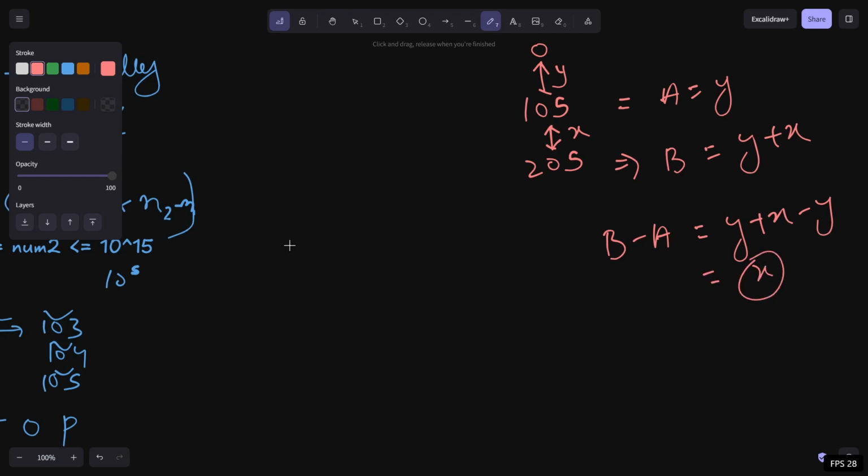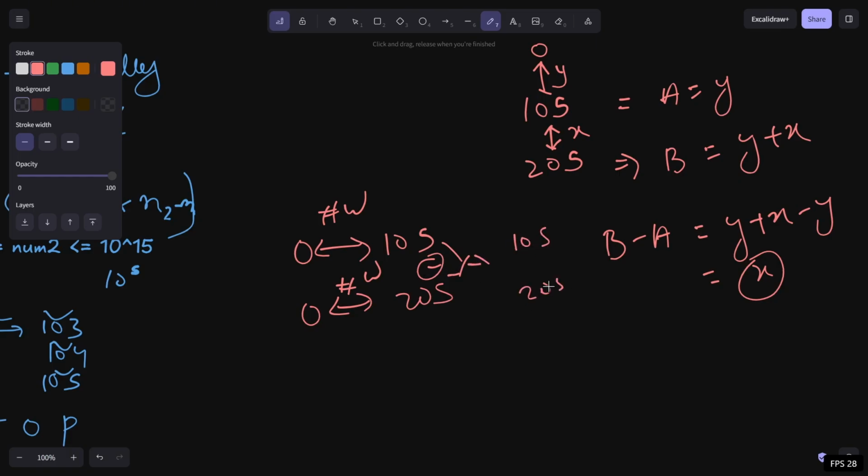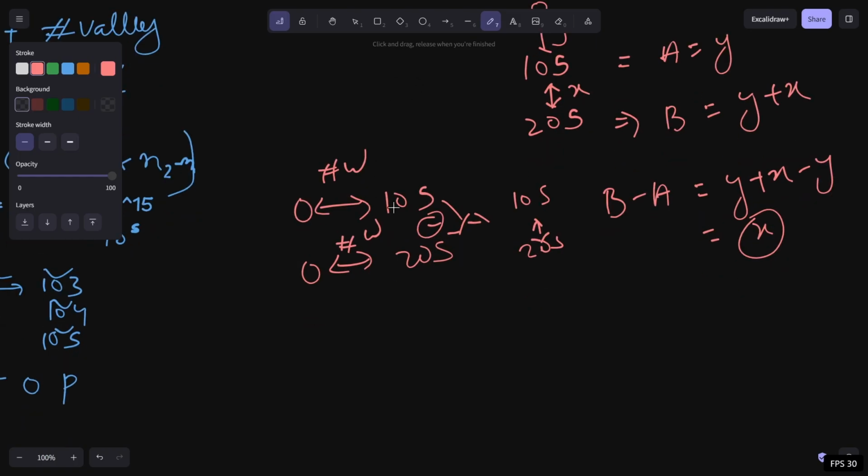What I'm basically trying to say is, first we calculate the total number of waves from 0 to 105, then we calculate the total number of waves from 0 to 205 and subtract them. After subtracting, we get the total number of waves between 105 and 205. Now, how are we going to calculate the number of waves between 0 and any natural number, like here we have 105?